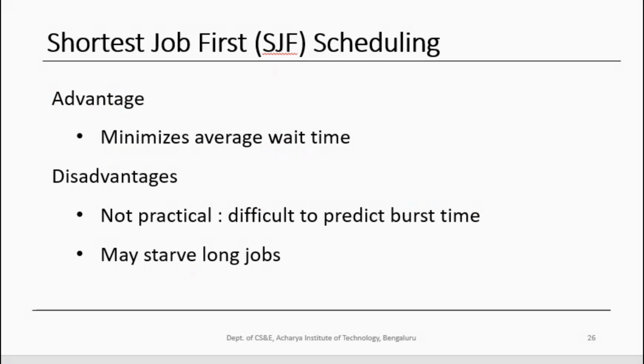scheduling algorithm. We have seen that we took one example, and after calculating the average waiting time, it came out very less for SJF compared to FCFS. Therefore, we can say that it minimizes the average waiting time. But the disadvantages are, it is not practical, as I told you. It is only hypothetical or conceptual, and it is very difficult to predict the next CPU burst time of a process.